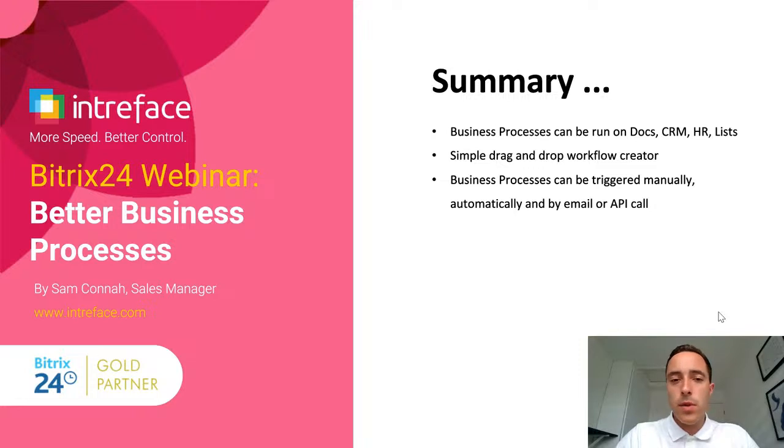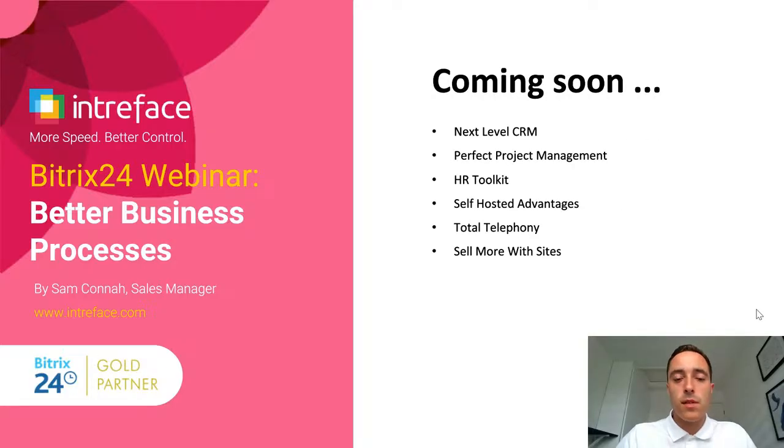Okay, so in summary today, we've seen how we can run business processes on documents, CRM items, HR, lists. You can use the really simple drag and drop workflow creator tool if we're building them through automations or using the business process designer tool. And we've seen how processes can be triggered manually, automatically, and even by email or an API call with the self-hosted system.